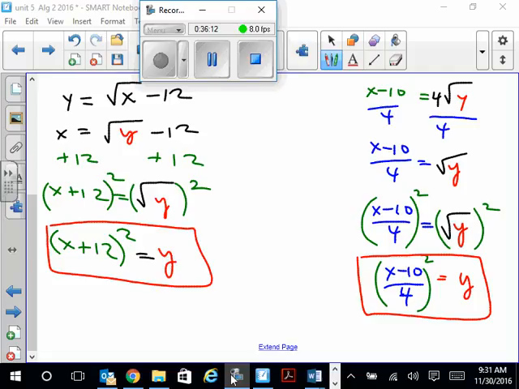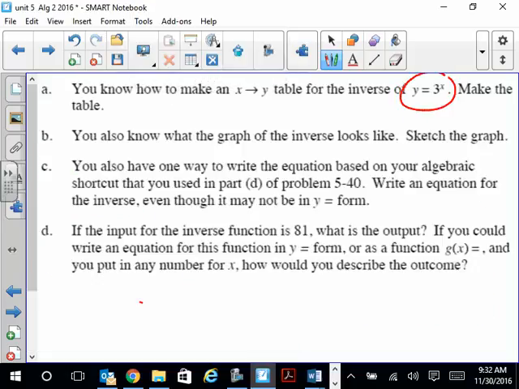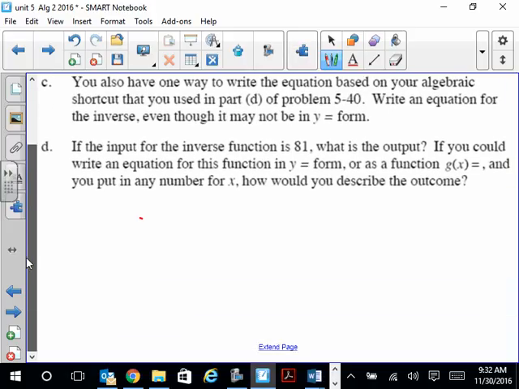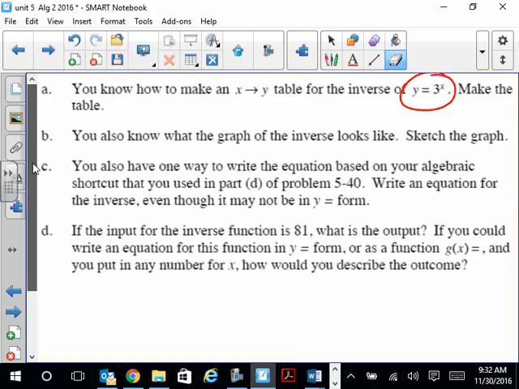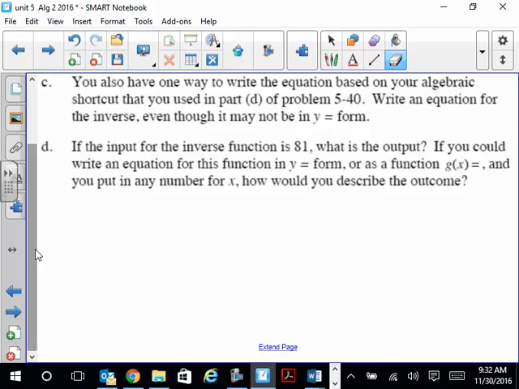Let me do this by writing it off to the side, so it doesn't get mixed up with the problem. All right. Y equals 3 to the x. Here comes the switch: x equals 3 to the y. Everybody can switch on an inverse.